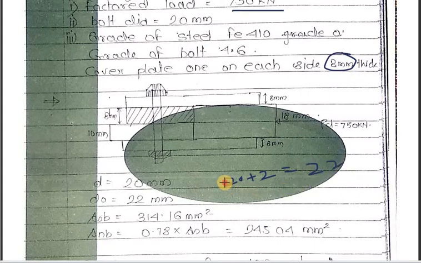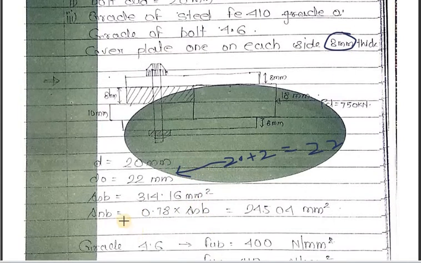So here it has been taken as 22 mm. How to find out ASB? Again we have to refer to this IS code: area of shank portion, area of threaded portion. Area of shank portion is the complete area.